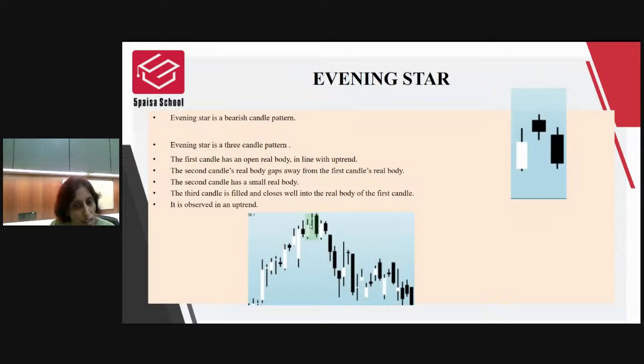So it is observed in an uptrend, and the moment it is observed, it is very much understood that from there on a reversal is going to happen and the market is going to move downwards, or the bearish trend is going to settle in. That is what it means. So this was the evening star, which comprises a three-candle pattern.